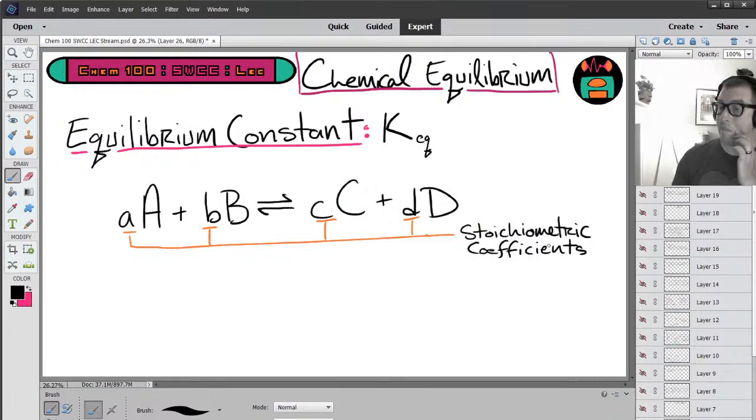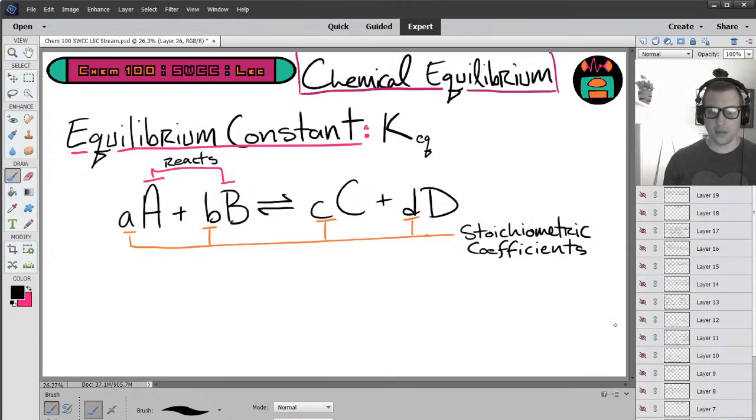All right, so those are the numbers in your balanced chemical equation that balance them. Whereas A and B are our reactants, and C and D, capital C and capital D, are our products.